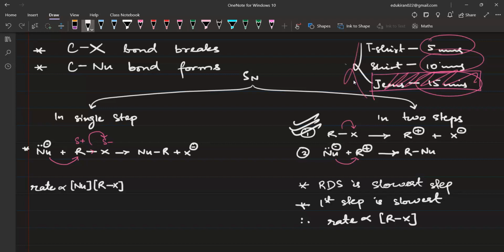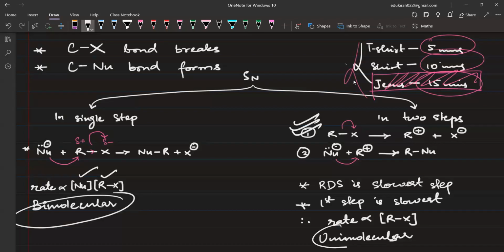Now, from here, the name comes. The nucleophilic substitution reaction, in which the rate is determined by two different molecules, that means bimolecular reaction. This is SN, which is bimolecular. And here the rate is determined by only one molecule. That is why it is unimolecular. So there are two types of SN: bimolecular nucleophilic substitution and unimolecular nucleophilic substitution. इसको बोलते हैं SN2 and this is known as SN1.